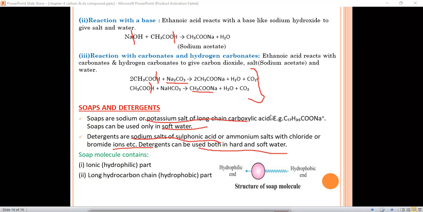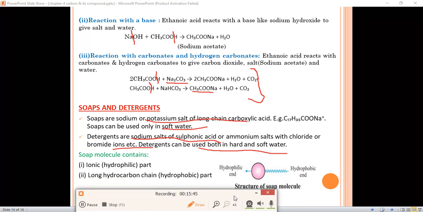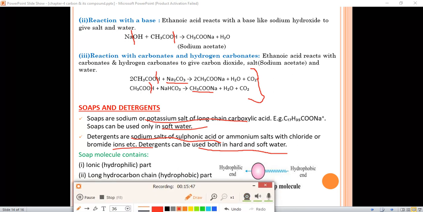The soap molecule contains two parts. The ionic part is the hydrophilic part, water loving. The other part, the long hydrocarbon chain, is the hydrophobic part, water hating. We'll understand this through a diagram, the structure of a soap molecule. This head-like structure is our hydrophilic end, water loving. It will be attracted towards the water. And this long chain of hydrocarbons is our hydrophobic part. It will move out of the water, being water hating. So we have two parts, the ionic part and the hydrocarbon part.